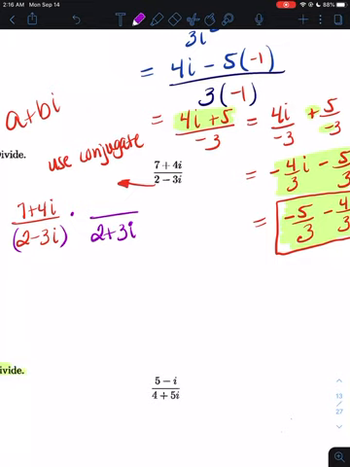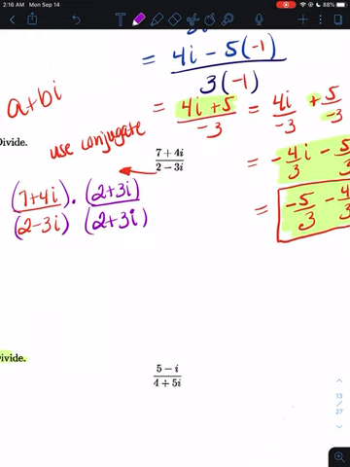Whatever you multiply the bottom by, you have to also multiply the top. So I'm multiplying the top and the bottom of this fraction by 2 plus 3i. I'm putting parentheses around it because I'm going to do some multiplying. Now, when it comes down to the top part, I have to use FOIL. So I use FOIL or the Distributive Property, whatever you want to call it.